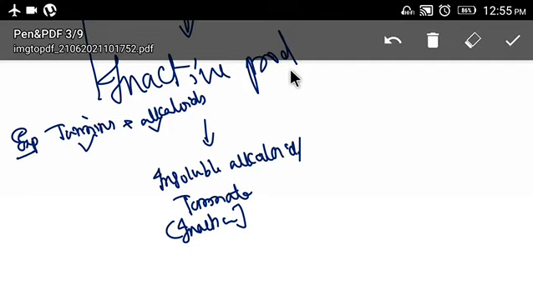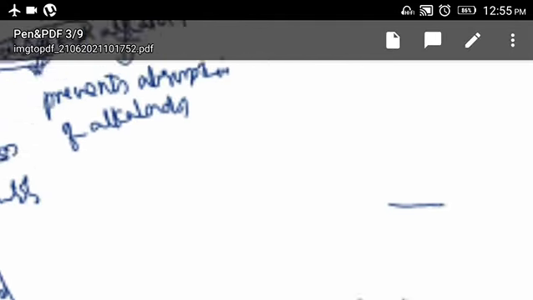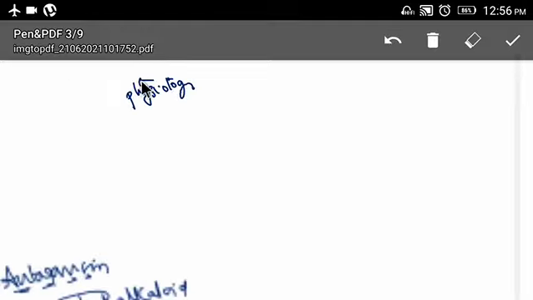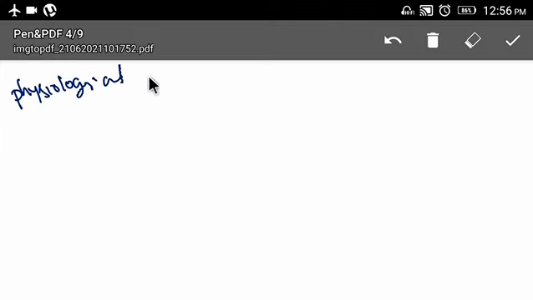Let's see physiological antagonism. As the name itself indicates, in physiological antagonism, the drugs act through physiological mechanisms. They are based on physiological property. So it's based on physiological property.